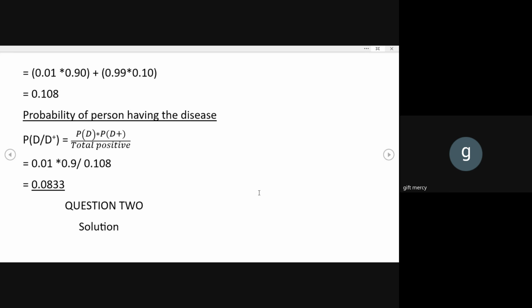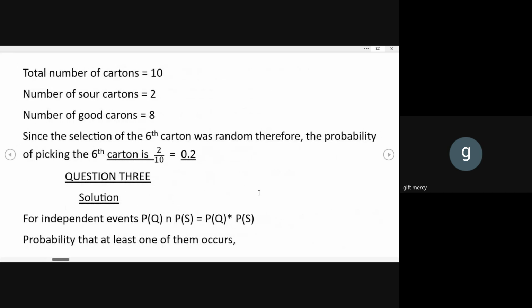I'm going to present question 2, question 3, and question 4. We'll start with question 2. They've given us a small grocery store that has 10 cartons of milk. They've told us 2 of them are sour, which means 8 of them are good. If you buy a carton of milk sold at random, find the probability of selecting a carton that is sour.